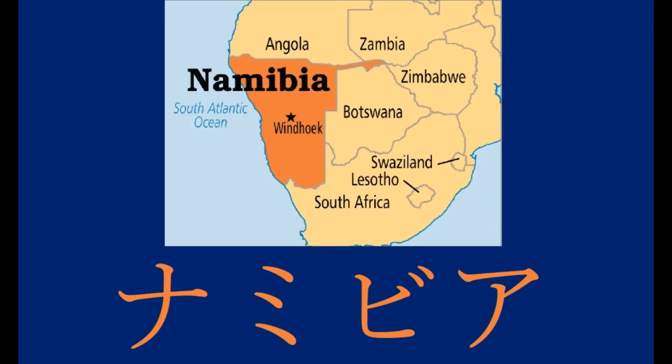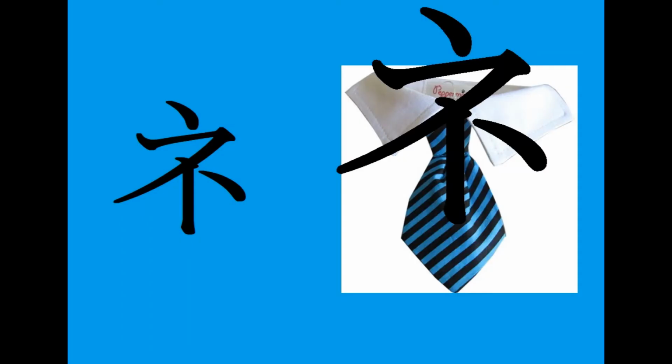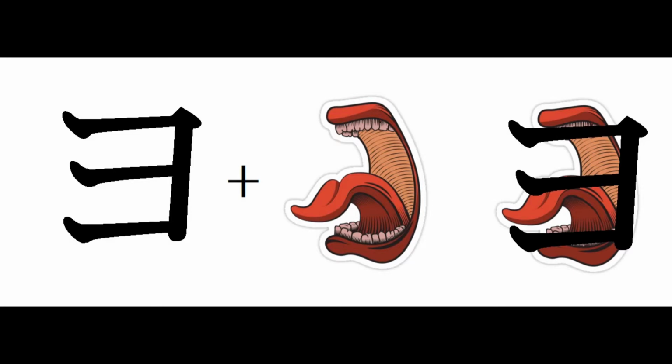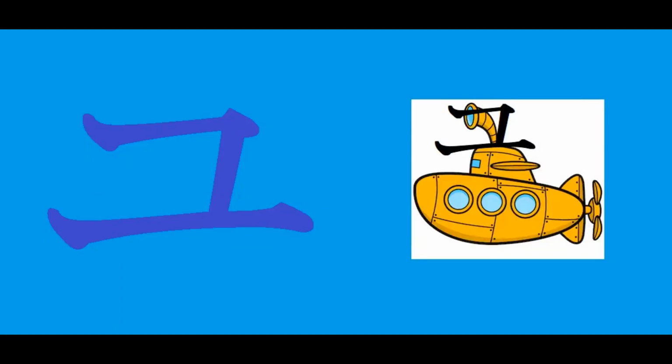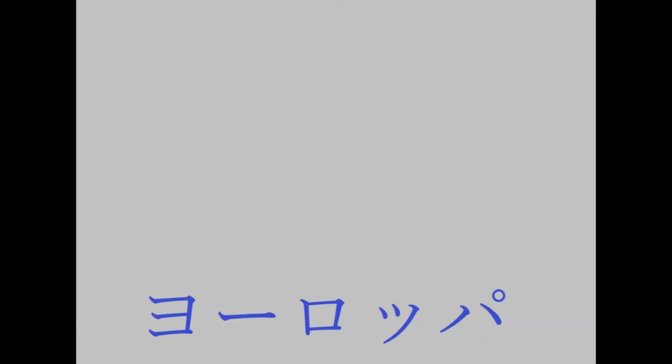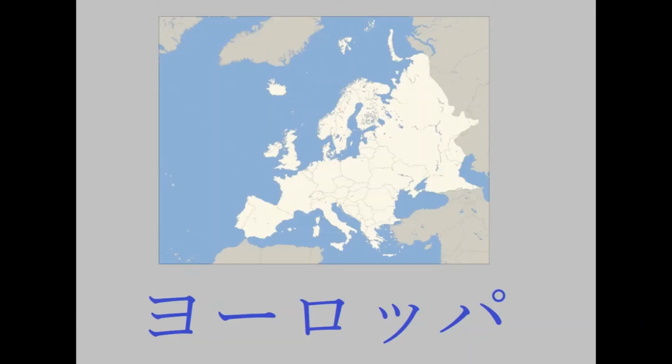Namibia. The ne kana looks like a necktie hanging down from the collar of a shirt. And if we want to say this word, it's necktie. To remember the yo kana, imagine a yodeler with their mouth wide open and their tongue sticking out while they yodel. And the u kana looks like the periscope on a U-boat or submarine. So this word is Europe.